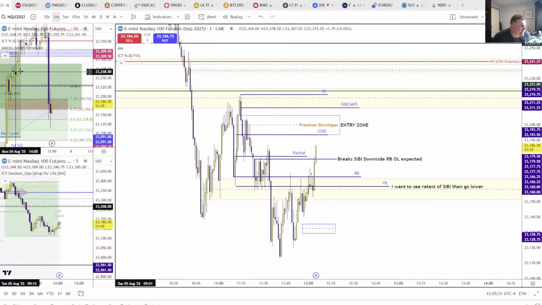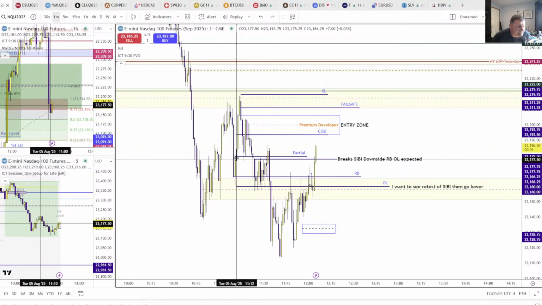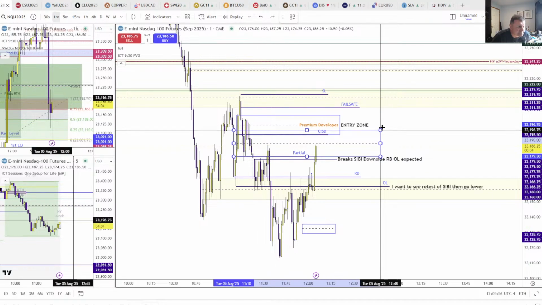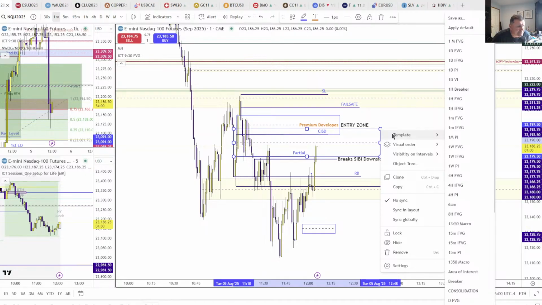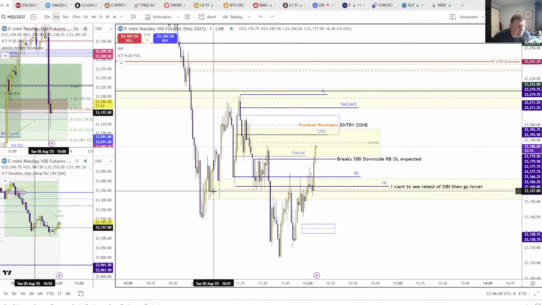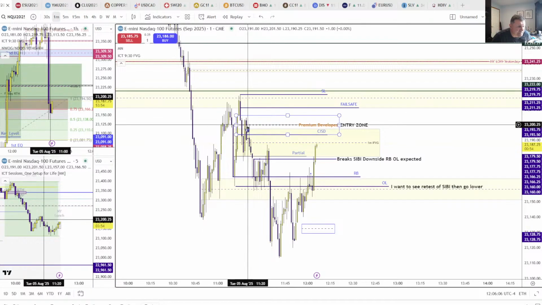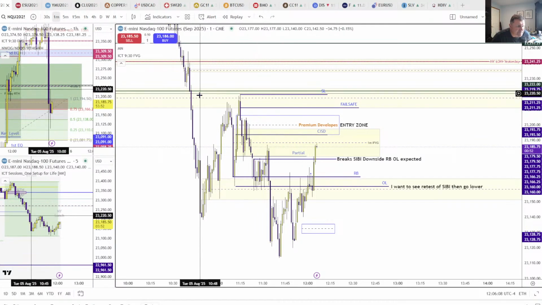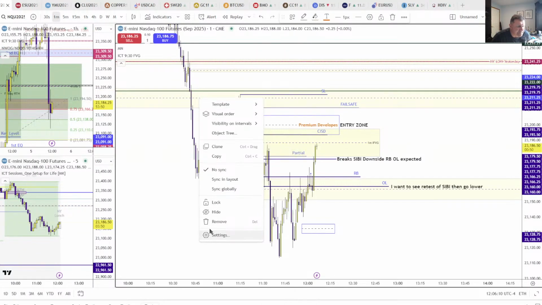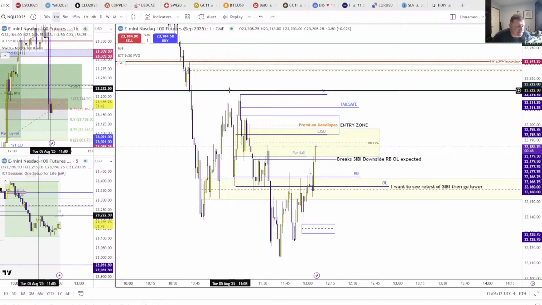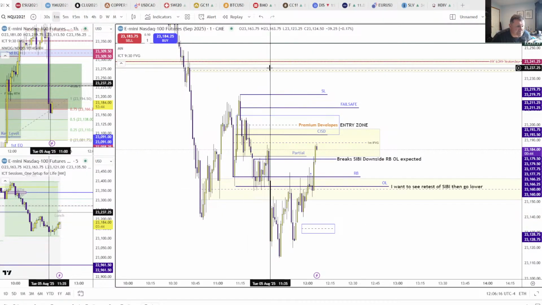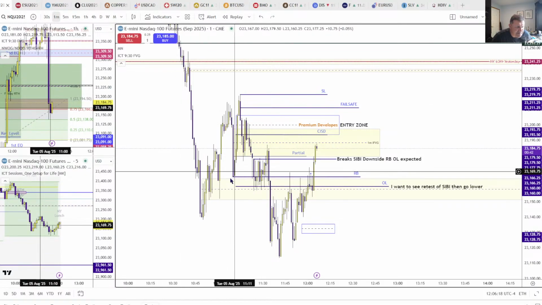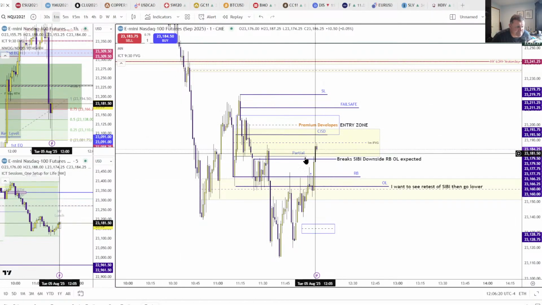SIBI in question. And this is the 1 minute inversion fair value gap. So let me just get rid of all of this in here. Clean up your charts so you know what you're looking at, just so you understand what's going on inside that level.